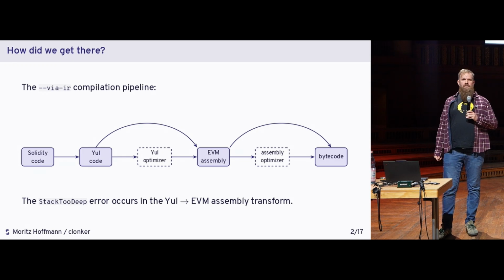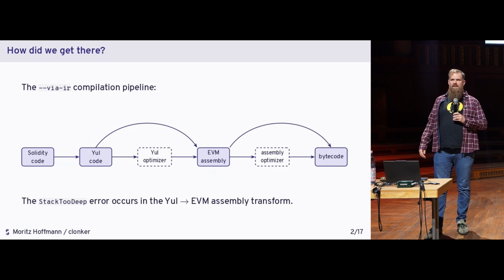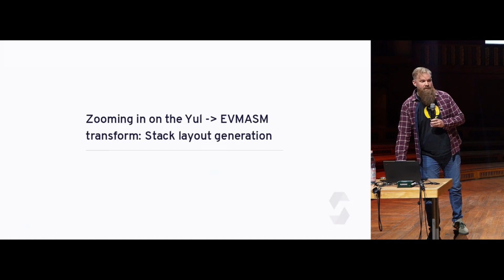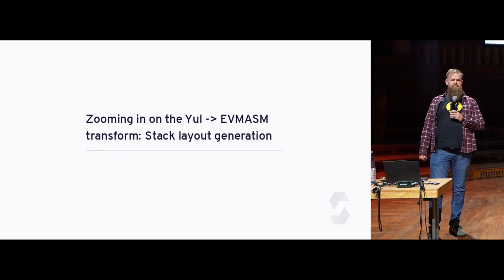The name itself already hints a little bit at what it is. It is a problem with the stack. So the EVM is a stack machine, and UL itself doesn't really know anything about the stack yet. The transform to EVM assembly, though, will then have to deal with the limitations and benefits that the EVM stack brings. Okay, so let's look at that a little bit. And in particular, what I want to look at is a step that we call stack layout generation, or sometimes it's also called stack layout scheduling.